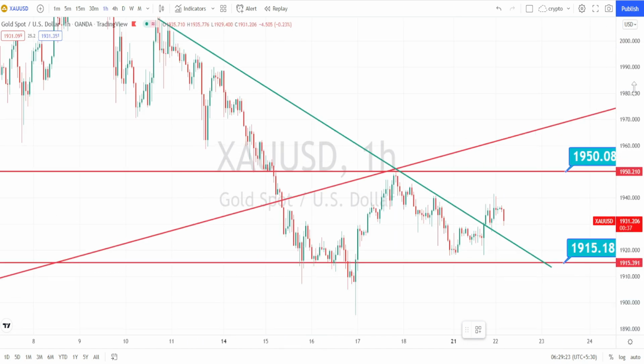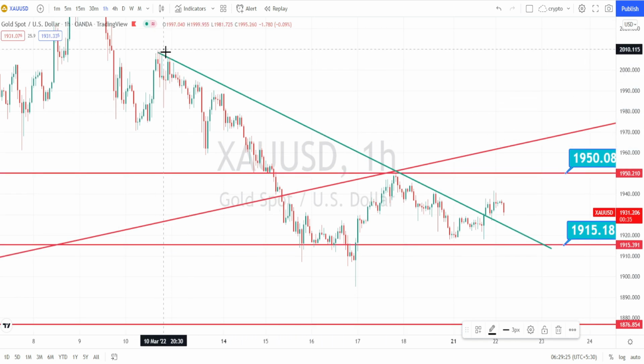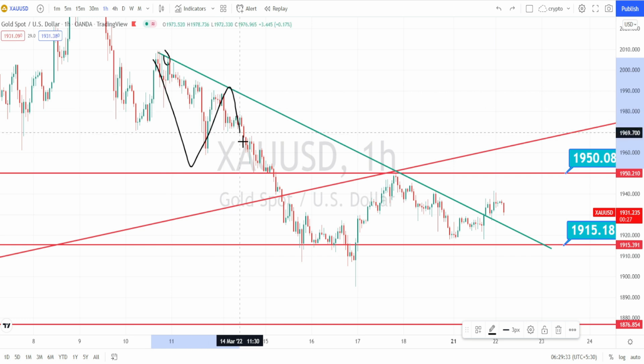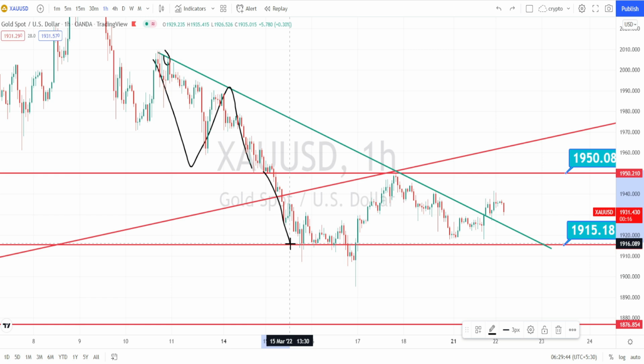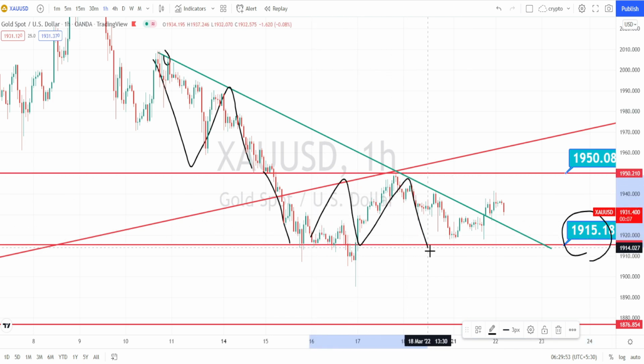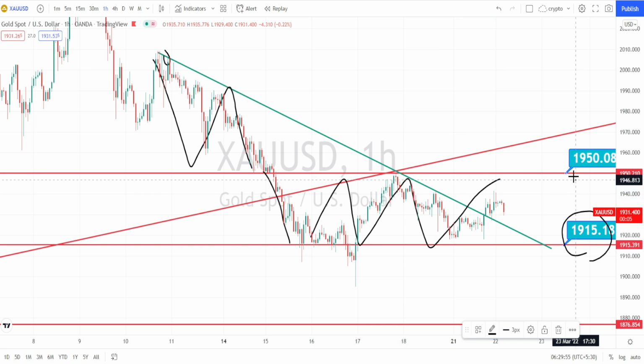When we look at the price action in hourly time frame, I have already done the resistance line. From here it started its bearish trend and broke this support level of 1950 and continued its bearish trend, and it couldn't break this support level of 1915, and the price action is currently moving sideways between this resistance level of 1950 and support level of 1915.